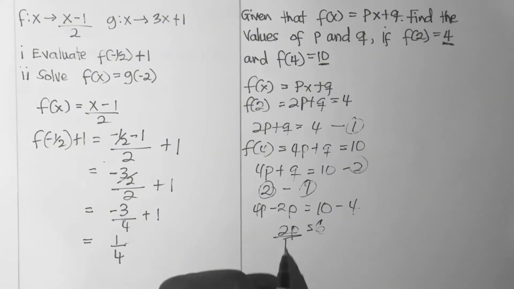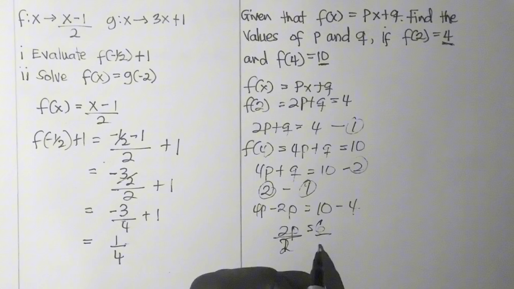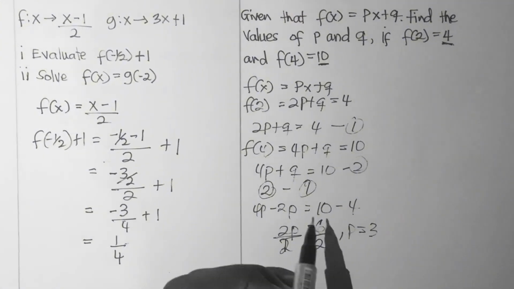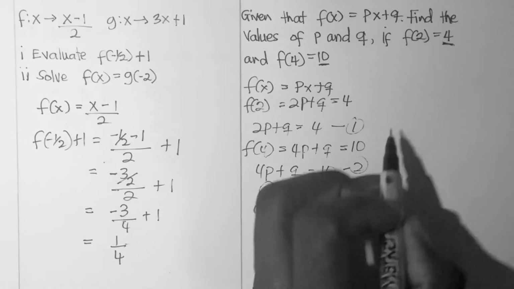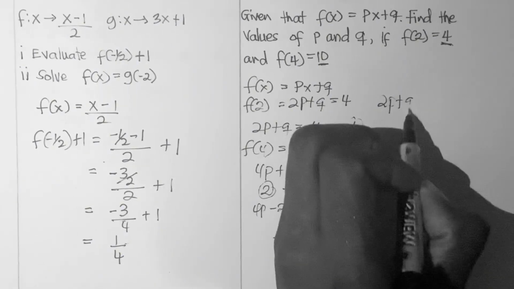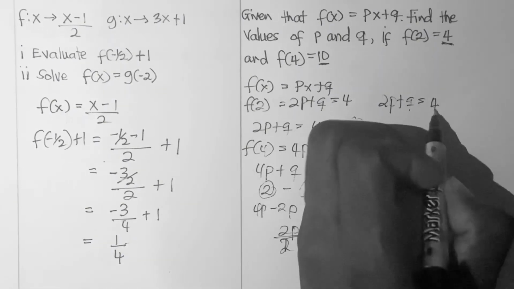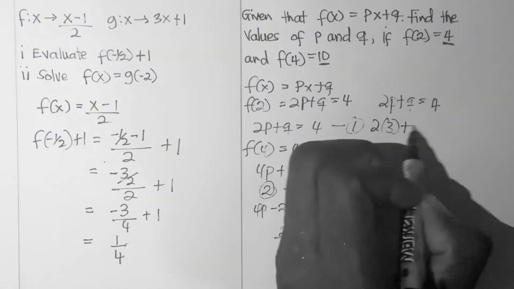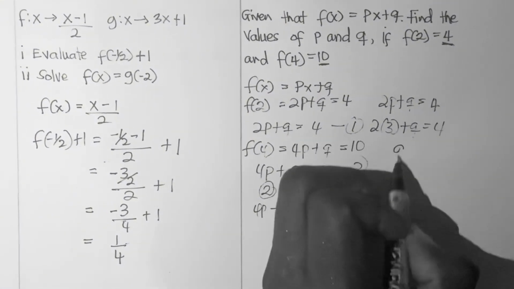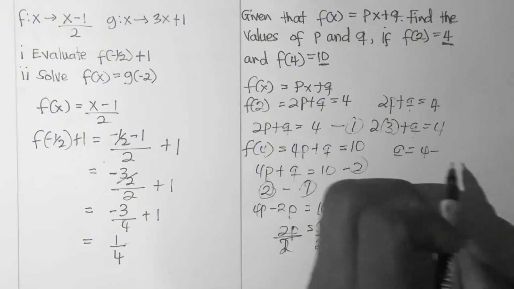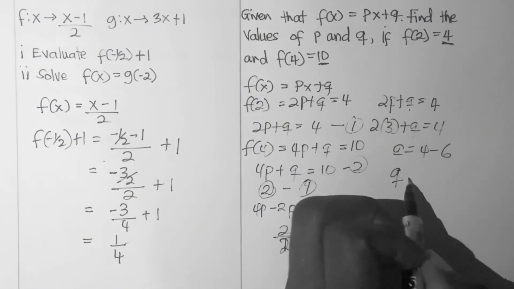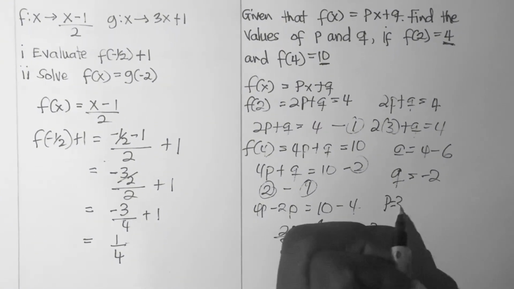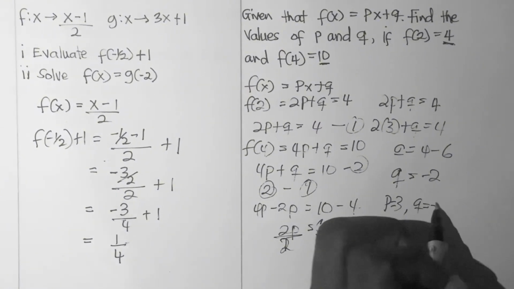So if we divide through by 2, we find out that p is equal to 3. Also, remember that we said from equation 1, 2p plus q is equal to 4. Now we know that p is 3, so it becomes 2 times 3 plus q equals 4. So q is equal to 4 minus 2 times 3, which is 6. So q is equal to 4 minus 6, which is minus 2. Therefore, p is equal to 3, and q is equal to minus 2.